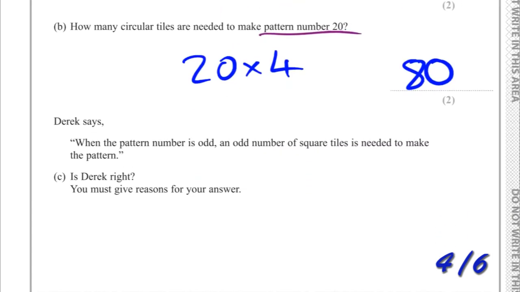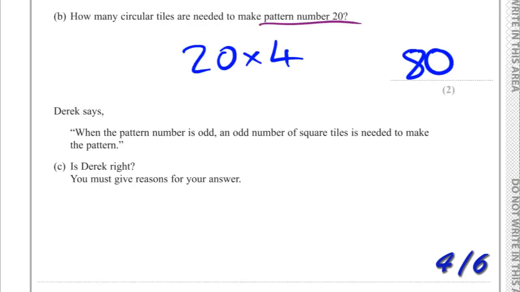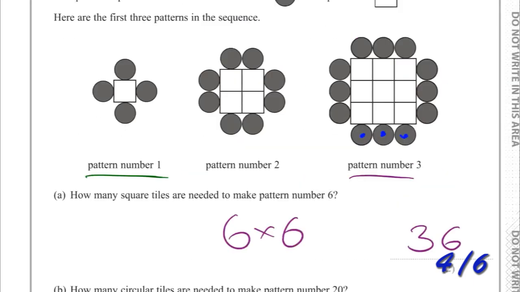And then for part C, Derek says, When the pattern number is odd, an odd number of square tiles is needed to make the pattern. Is that right? Make sure you give a reason for your answer for the 2 marks. Think about the 2 we've seen up here. The odd numbers are 1 and 3. In this case we have 1 square tile, 9 square tiles, which seems to fit with what he says.